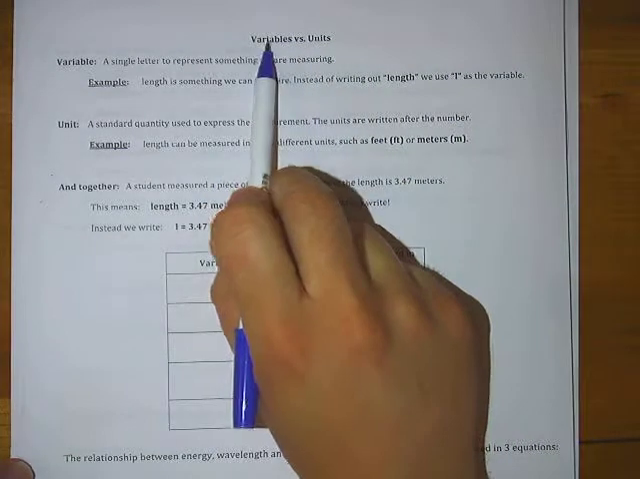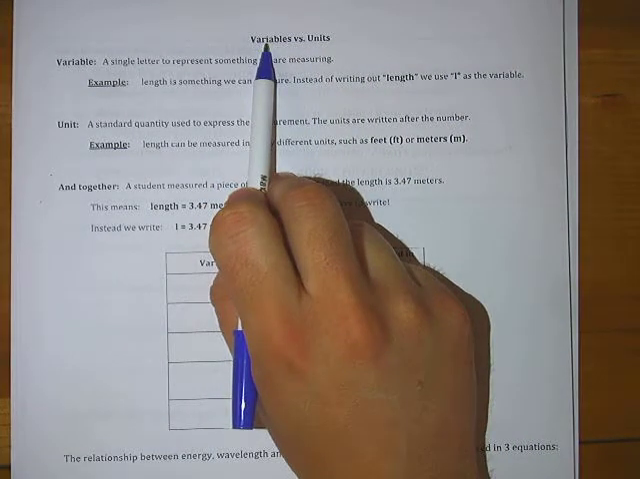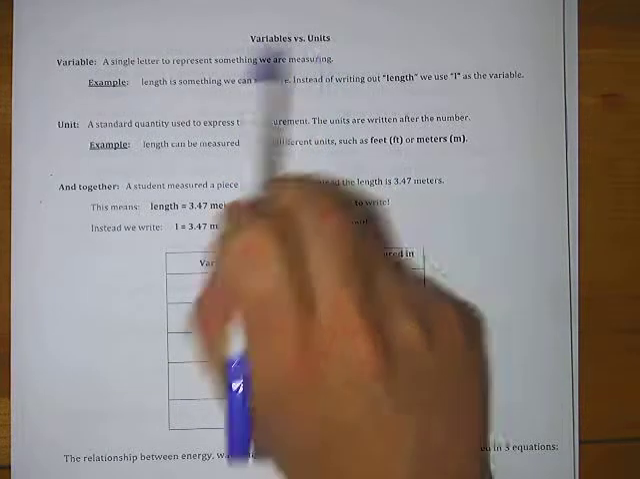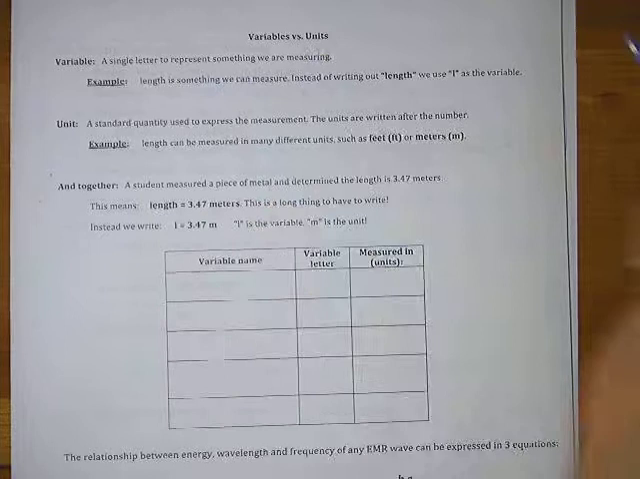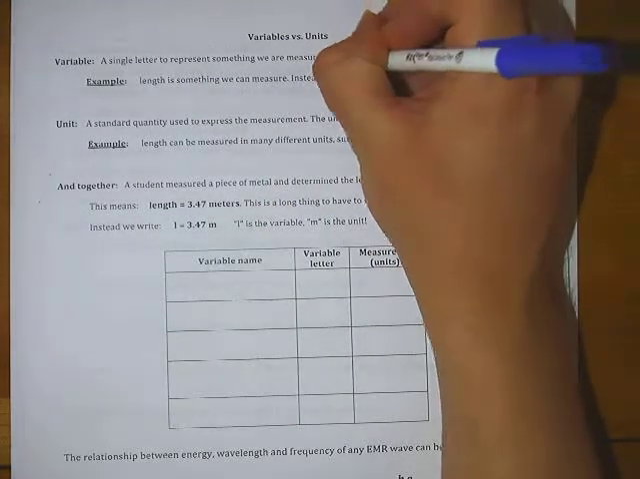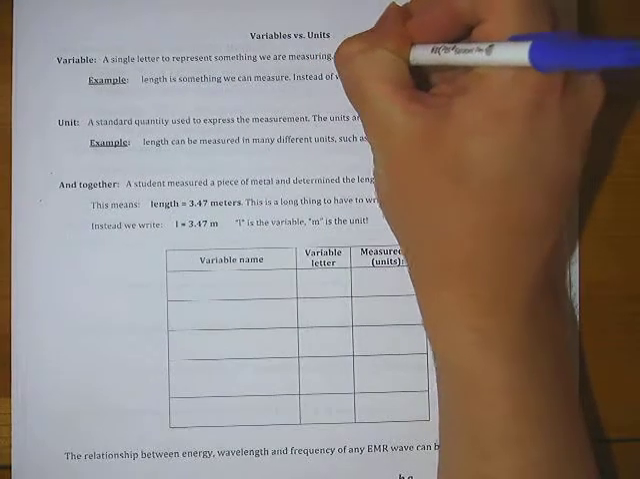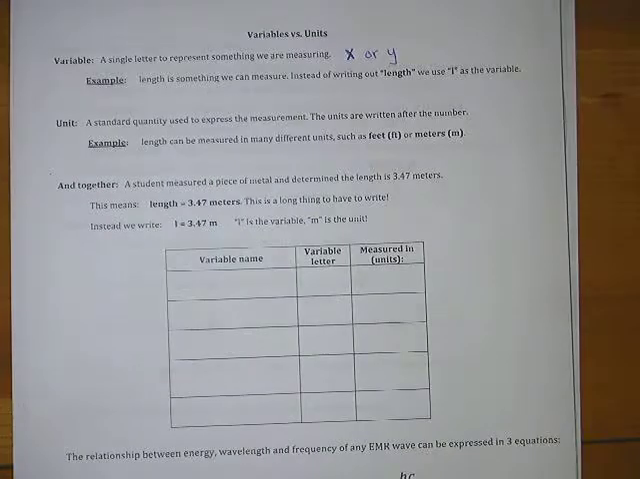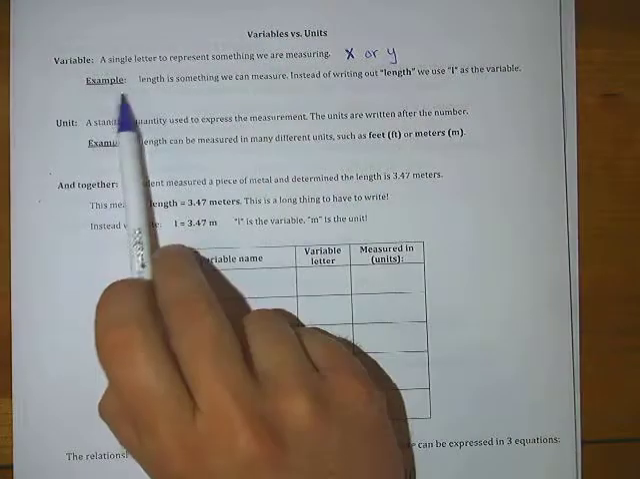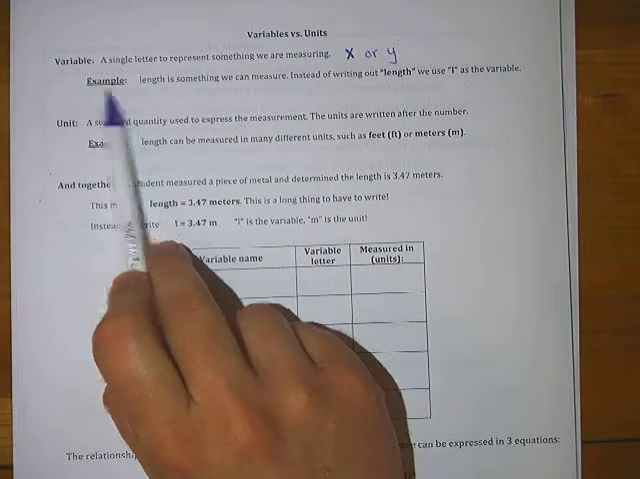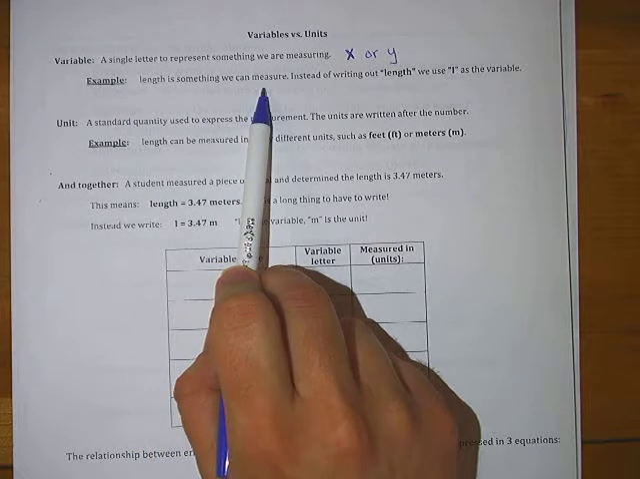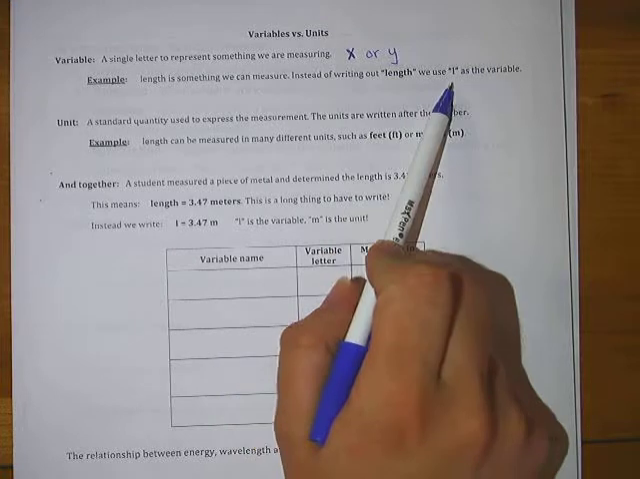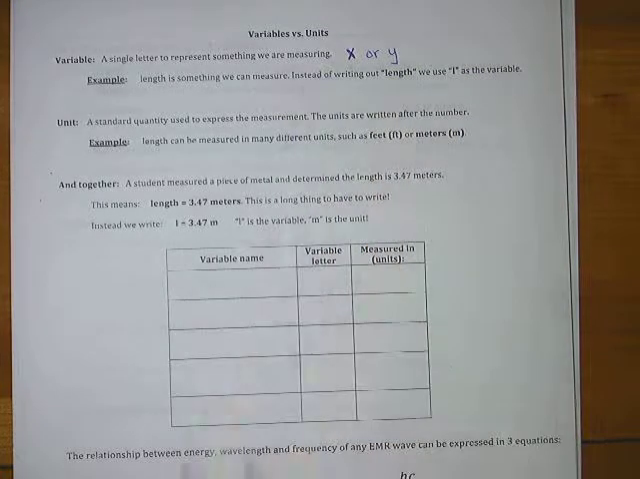Before we start the actual math, let's make sure we know the difference between variables versus units. A variable is a single letter to represent something we are measuring. Like in your math class, you use X or Y. Here, we could talk about length as something we can measure, and instead of writing out the word length, we could use a lowercase l as the variable.